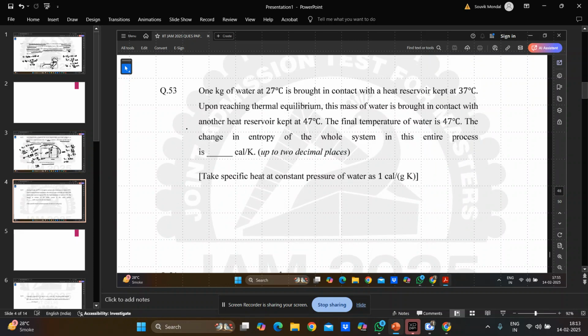Okay, so 53. Okay, 53 is a good question. I mean good in the sense you have to do a little bit careful calculation. Okay, so 1 kg of water at 27 degrees Celsius, that is 300 Kelvin, is brought in contact with a heat reservoir at 37 degrees Celsius, that is 310 Kelvin. Upon reaching thermal equilibrium, the same water is brought in contact with another heat reservoir, that is 47 degrees Celsius, 320 Kelvin. The final temperature of water is 47 degrees Celsius.